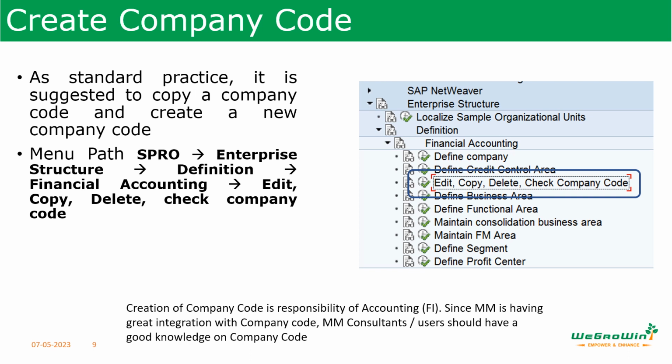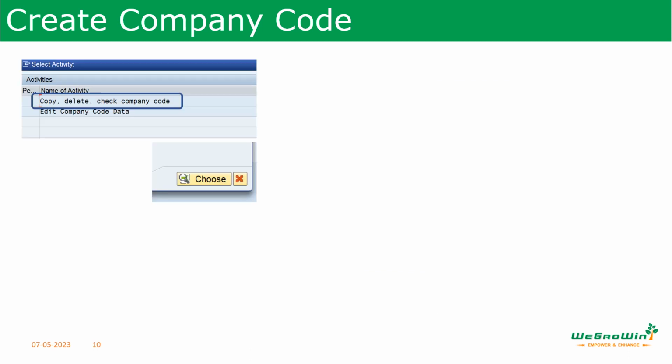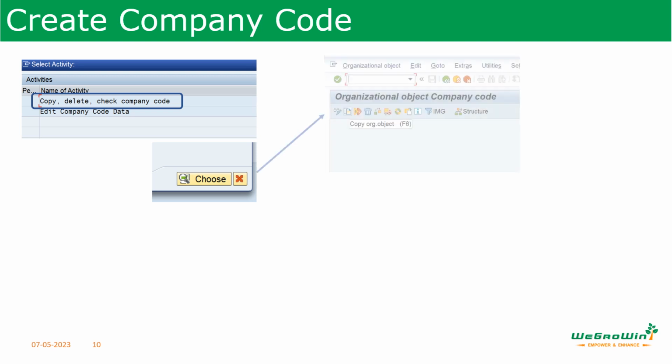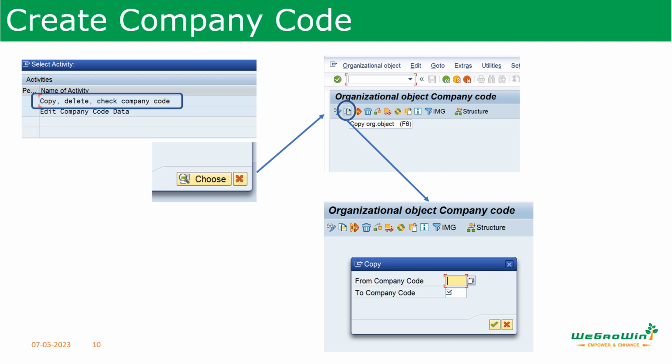And to copy a company code from an existing company code, follow the menu path shown here. Here, select copy, delete, check the company code, and then press choose. And then click on copy organization objects. And there is an option to enter from company code to company code. Both options are there, from company code and to company code.